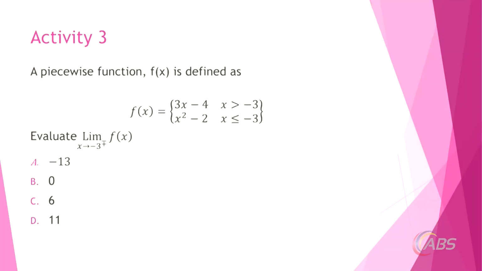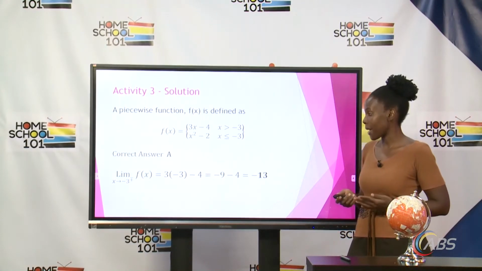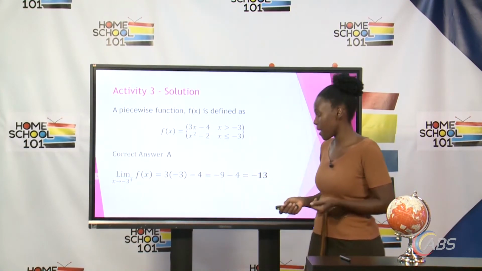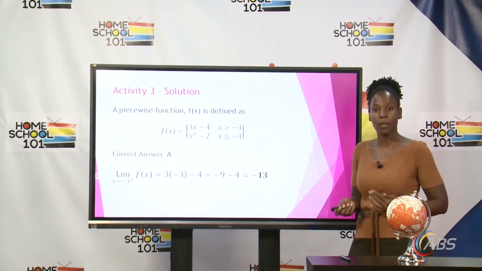Okay, so let us go through the solution. So, because it states x approaches negative 3 and there is a plus sign there, it means we're looking at how the function changes when we approach from a value that is greater than negative 3. So for that, it means we will have to use our first equation, because the first equation looks at values of x that are greater than negative 3. So what we would do is to substitute negative 3 into the first equation for x. So it becomes 3 times negative 3 minus 4, and that gives me a value of negative 13, hence the correct answer, A.